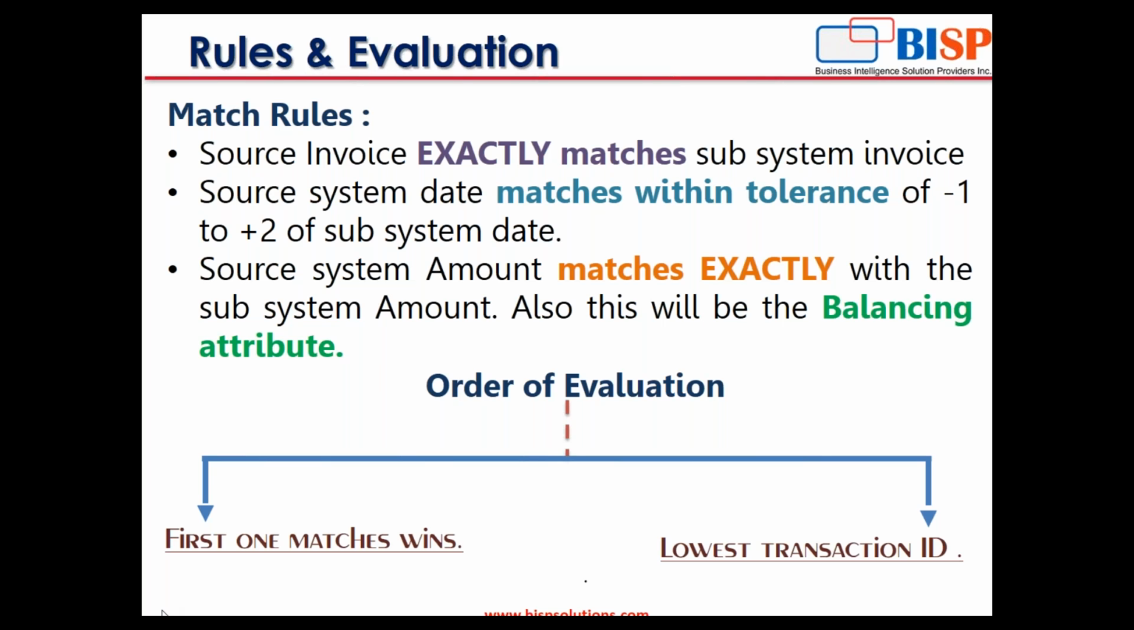And first match wins means transactions are actually evaluated on the basis of their presence in the database. That means the first transaction that satisfies the rules that have been set in your match types is going to be selected first for the purpose of my transaction matching process. So the first transaction that matches is going to be matched first. And from where am I going to start? From the lowest transaction ID. This is how it is evaluated in the system.